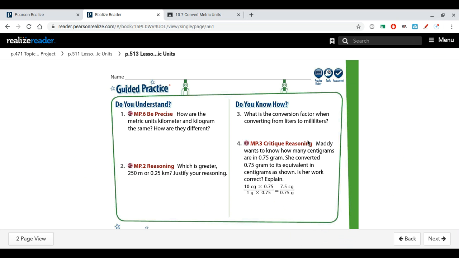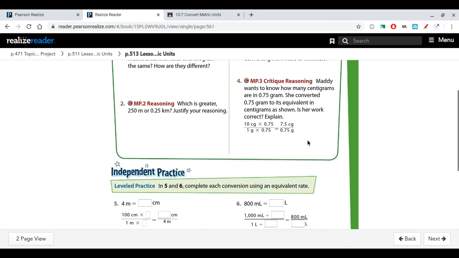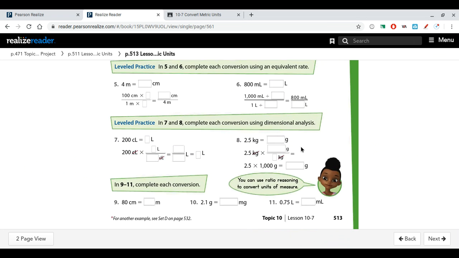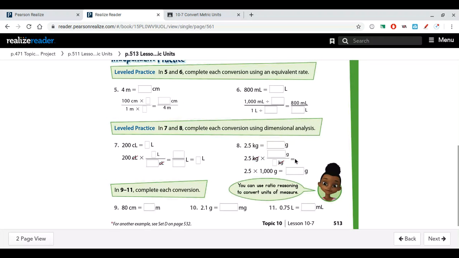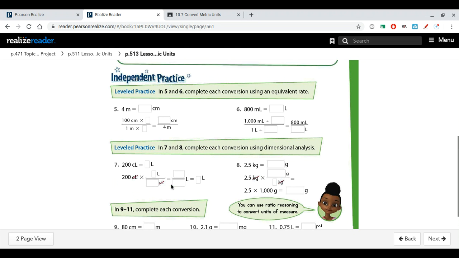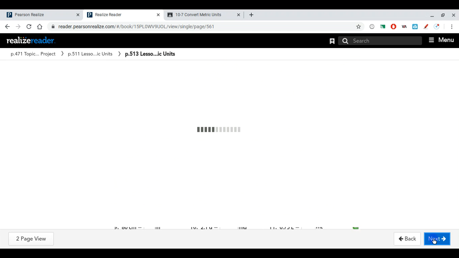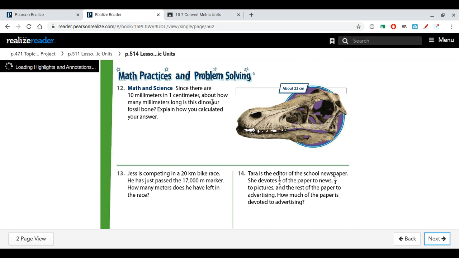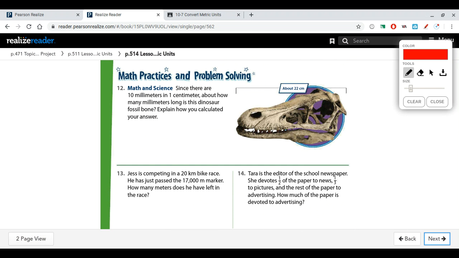All right. So taking a look at your independent practice, I would like for you to go ahead and do 5 through 11. So you're going to do all of your independent practice problems. If we take a look at your math practice and problem solving, I would like for you to do the following problems. So I'd like for you to do 12. I'd like for you to go ahead and do 13 because both of those are giving you practice with converting metric units. I'm not interested in 14 for you guys today.